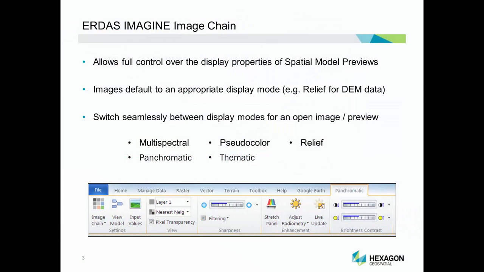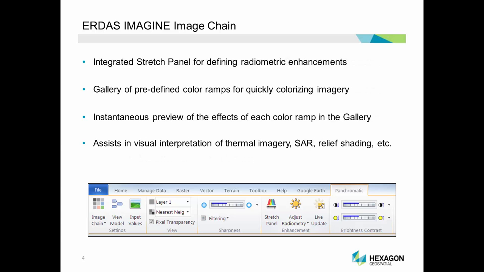The ERDAS Imagine image chain allows full control over the display properties of spatial model previews. Previews are loaded using an appropriate display mode. However, Image Chain provides a tool to seamlessly switch between display modes when needed. Display mode options, such as integrated predefined color ramps, are available through galleries with previews, making selections quick and easy. The options available through the Image Chain can make visual interpretation of many data types easier and more intuitive.